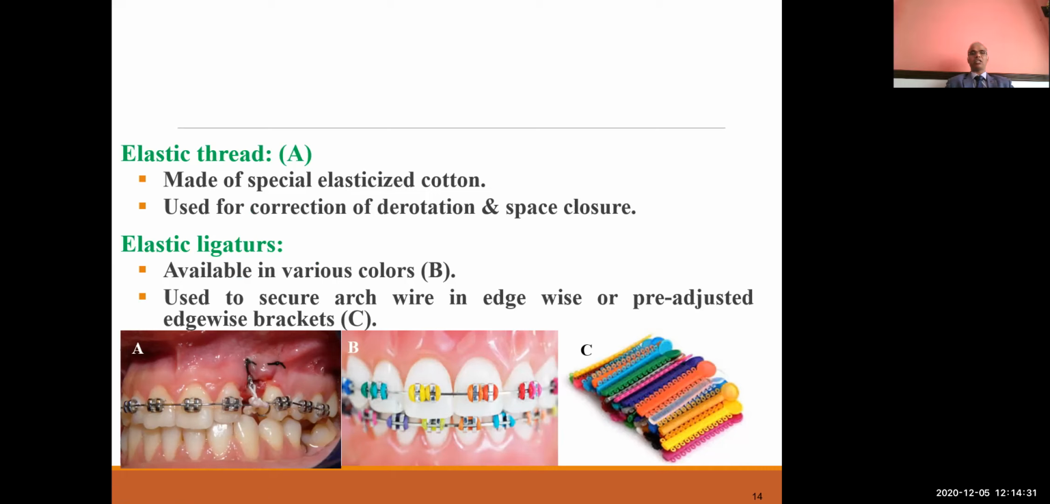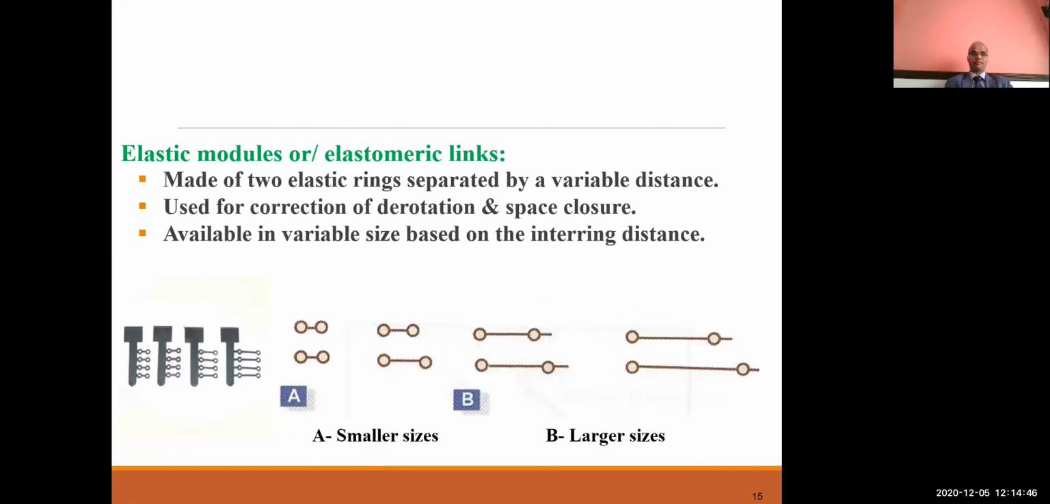The elastic ligatures are used to secure the arch wires in brackets. It may be either in edgewise or in pre-adjusted edgewise brackets. Next is elastic modules or elastomeric links.